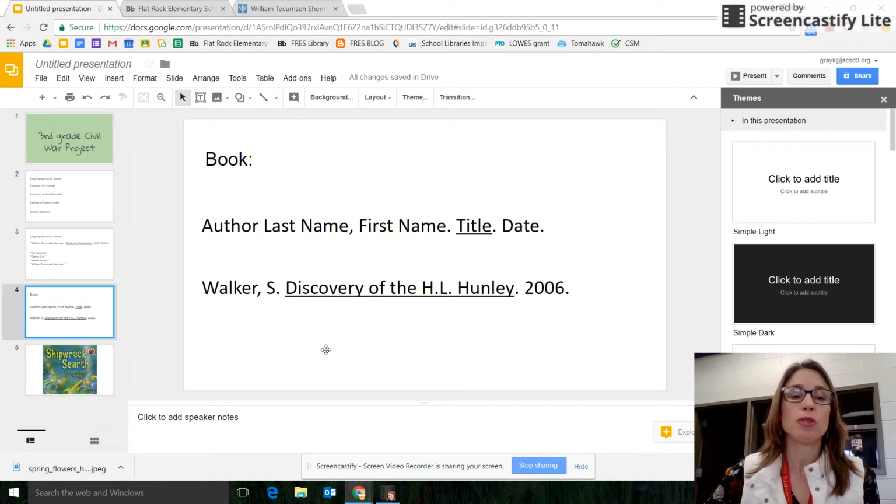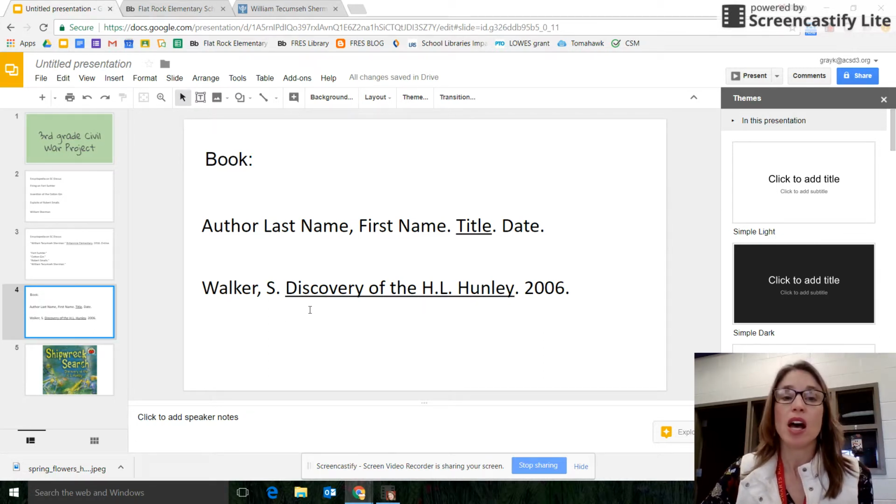So your citation for this book, I'm already doing it for you. It's written by Sally Walker. So you're going to write Walker, comma, S, period, because her last name is Walker, her first name is Sally. You could write out Sally if you want, but it is also appropriate to just put an S. The title of the book is Discovery of the H.L. Hunley. It is important to capitalize those keywords. Of and the are not keywords, but Discovery, H.L. Hunley are keywords, so they're capitalized. Underline it, put a period, and this book was published in 2006. So you will write 2006 and a period.